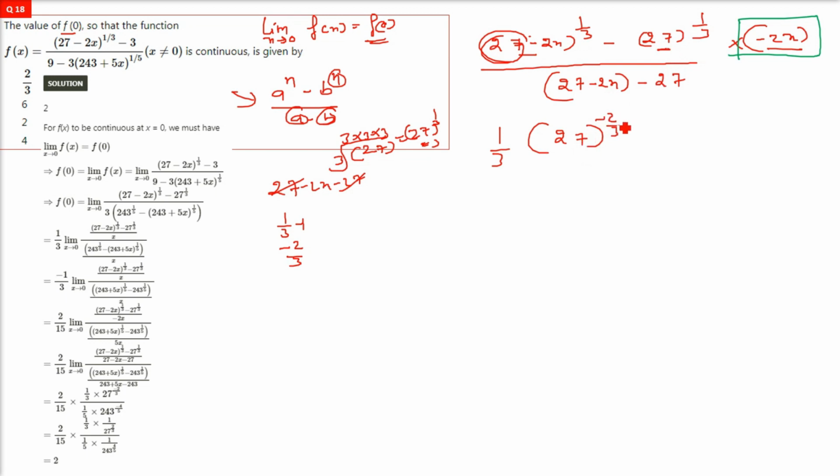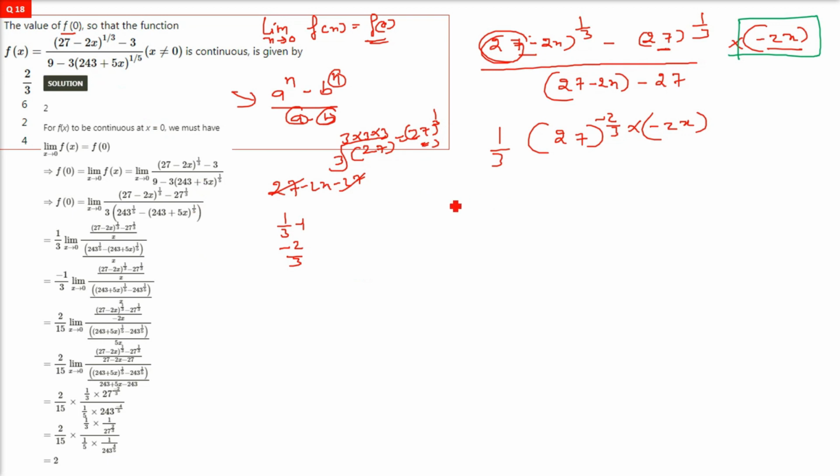How did this come? 1 by 3 minus 1. So in the power n minus 1, n comes in front. So n, 27 to the power n minus 1. I hope you got the idea. Minus 2x was already there. So the numerator final we have done.